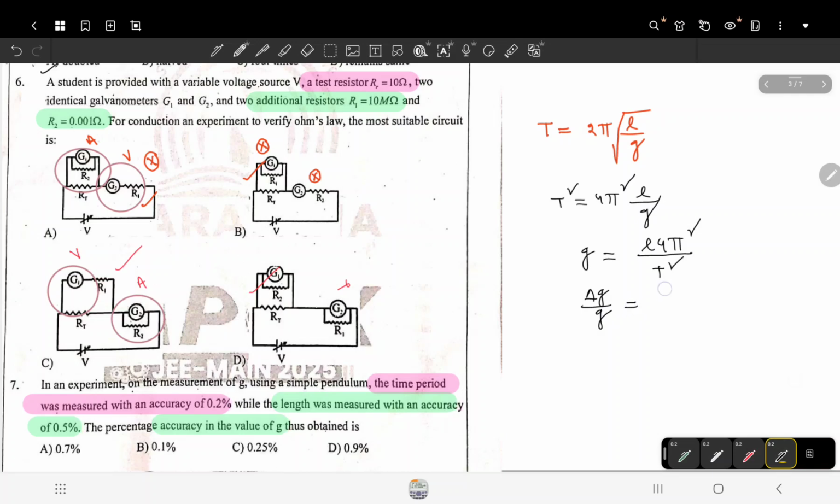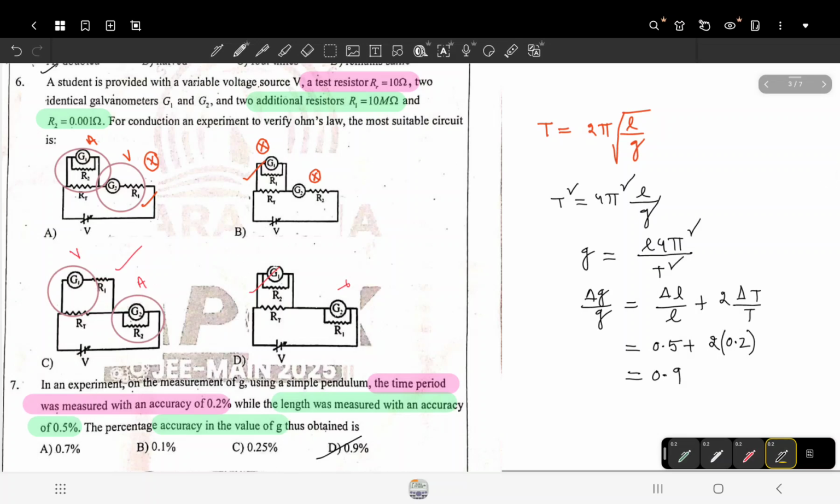Therefore this can be written as Δg by g equal to ΔL by L plus 2 into ΔT by T. We have to find out the percentage of it, therefore we multiply by 100. So if you consider that into 100, this will be 0.5 plus 2 into 0.2, that will be equal to 0.9, right? So option D is right for the seventh question.